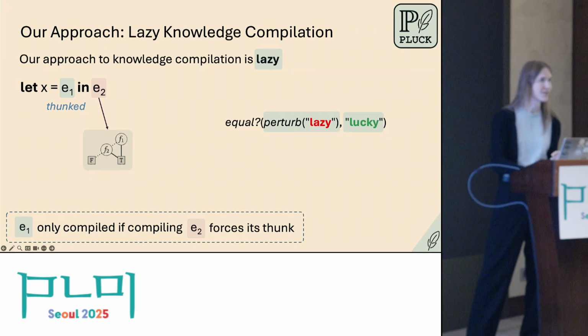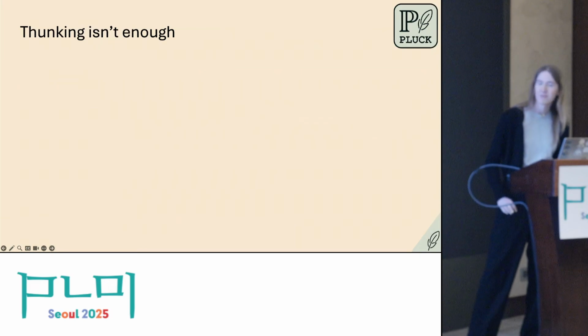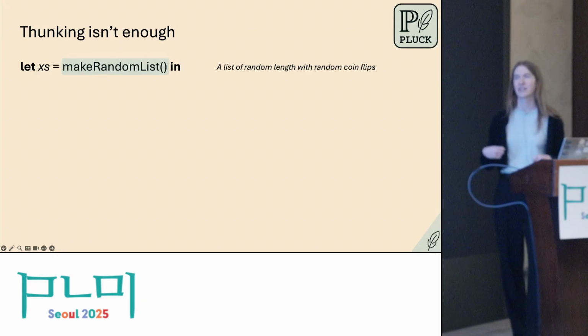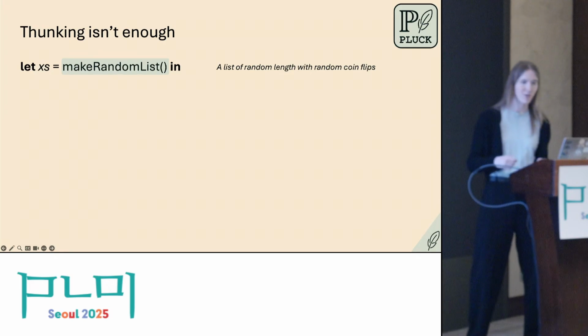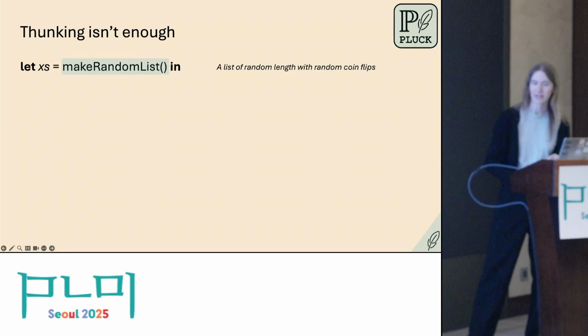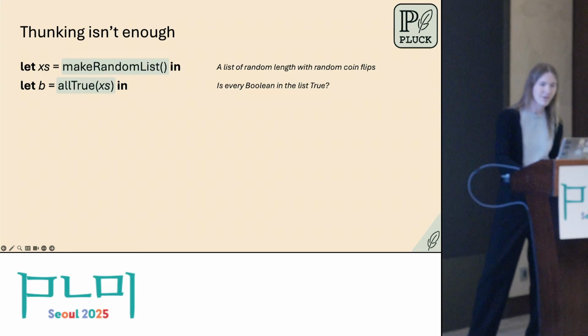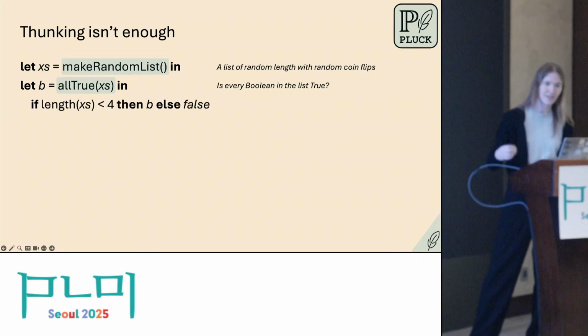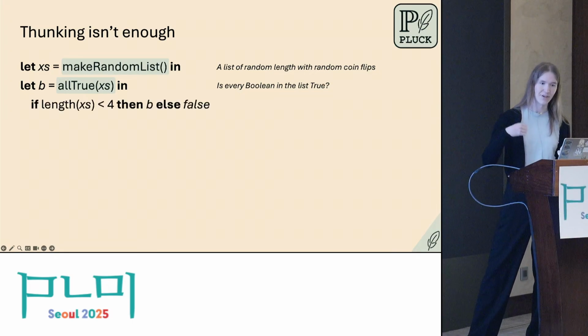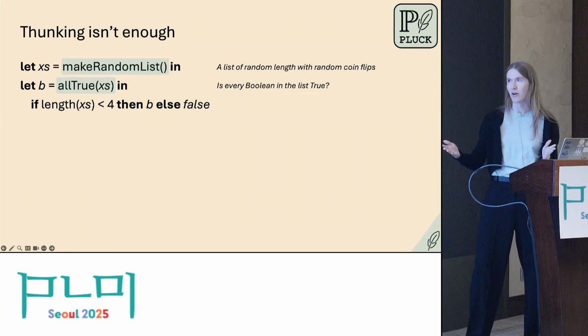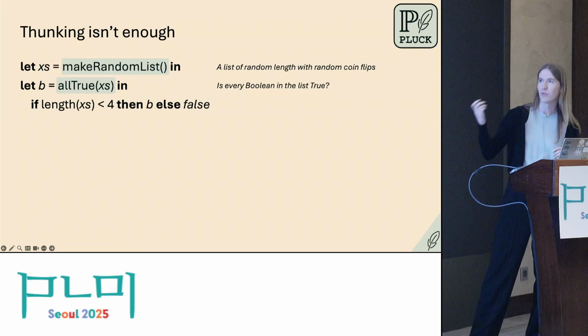So let's look at a simpler example. So here's a program that, in its first step, generates a list x's, which is a random number of random Booleans. And in the second step, it checks if every Boolean in this list is true. And finally it checks the length of this string, and if it is small, less than 4, then we end up returning B, otherwise false.